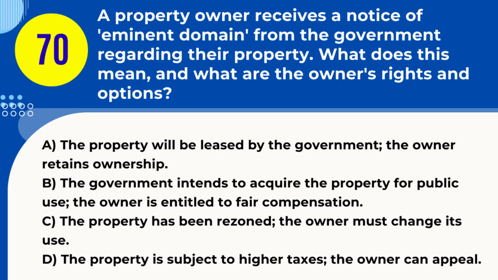Question 70. A property owner receives a notice of eminent domain from the government regarding their property. What does this mean, and what are the owner's rights and options? A. The property will be leased by the government. The owner retains ownership. B. The government intends to acquire the property for public use. The owner is entitled to fair compensation.